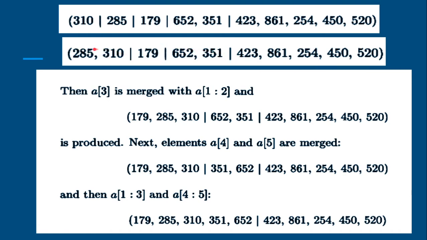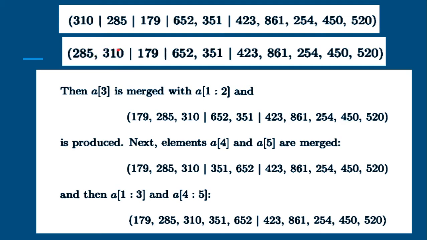Now the first set is 285 comma 310. That means here we have 310 as element 1 and 285 as element 2. While checking the elements, they are not in order. So we exchange the values between A of 1 and A of 2, which are 285 and 310. Afterwards, this subset is merged. That means it is in order.